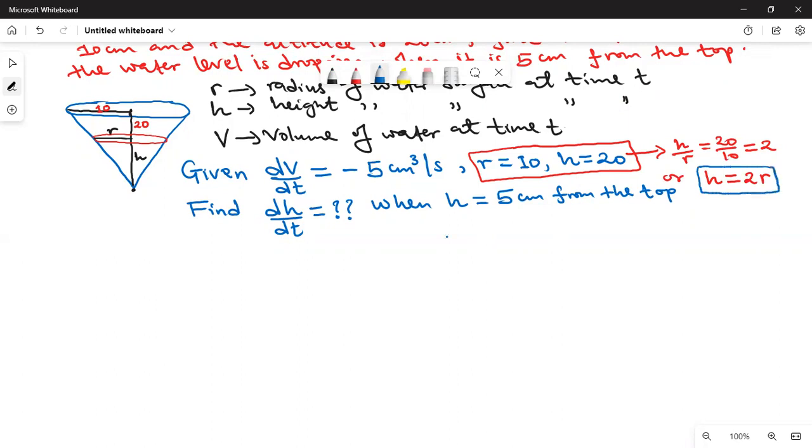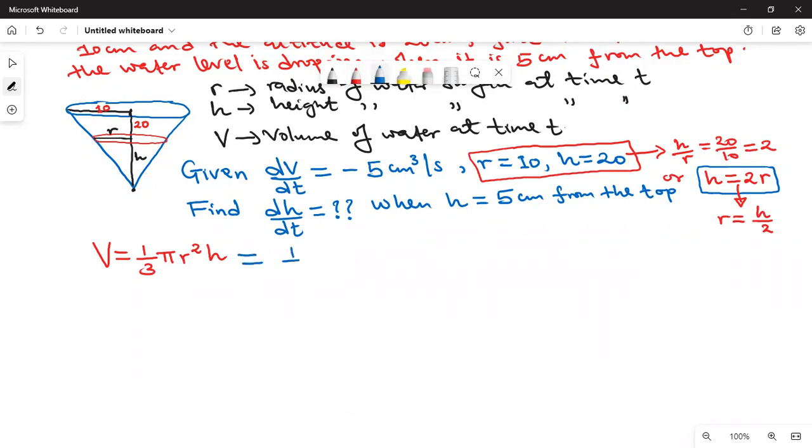Now, what is the formula for finding the volume of a cone? Volume of a cone is the same as 1/3 pi r squared h. Because I need a relation between volume and height, I'll get rid of the radius. You see, from this formula, it means radius is equal to height over 2. So I'm going to substitute it here into our expression for volume.